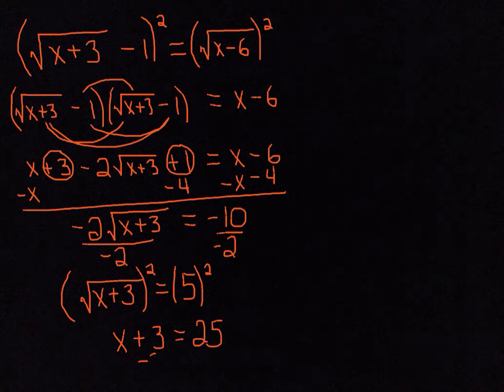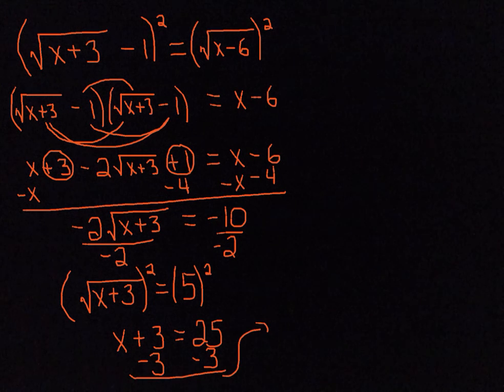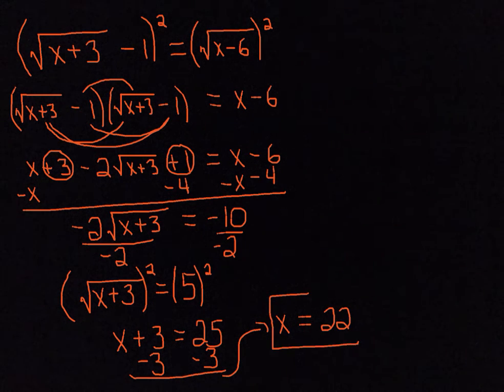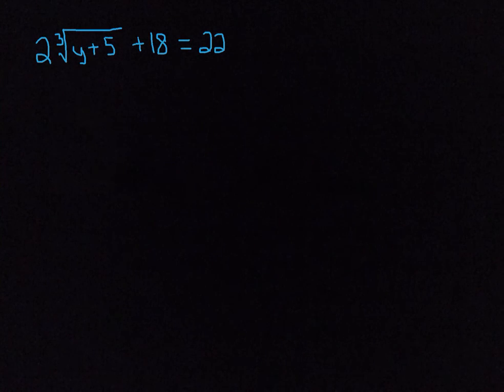Now, lastly, we subtract 3 from both sides, and we get x is equal to 22. X equals 22. And it's always a good idea to substitute it back in to make sure it works, but this one does. Let's take a look at another example.